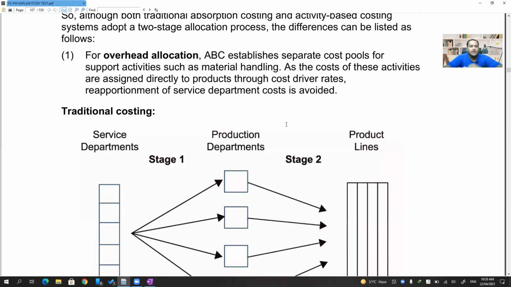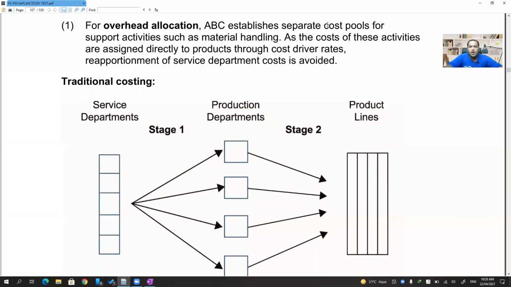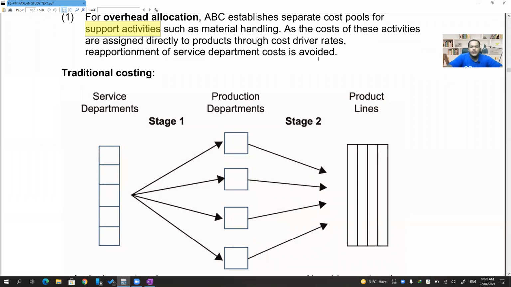Okay, so first we'll identify the cost pools. For overhead allocation under ABC costing, we establish separate cost pools for different activities. Like rent is a separate cost pool, marketing is a separate cost pool, similarly your maintenance cost is a separate cost pool, your machinery setup cost, inspection cost, all of these are considered different cost pools.